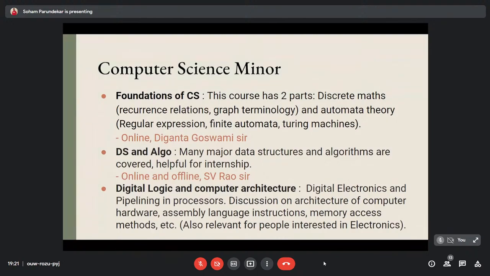So it's relevant for people interested in electronics. And there is Digital Electronics and Pipelining and Processors, which is important as topics. It doesn't add a lot of value from the placement point of view, but it's interesting to know about it. And it's kind of essential. So there's a discussion on architecture of computer hardware, assembly language instructions, memory access methods, etc. So all of this is taught in this course and will be taught for us. So yeah, next slide.